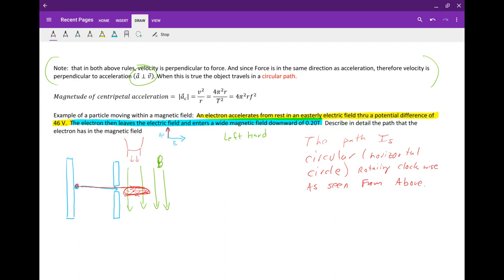Now, obviously, what might happen is the electron might actually hit back here again, right? But let's just say that the magnetic field is sort of out here. So the thing has a little bit of chance to go and do some circling.